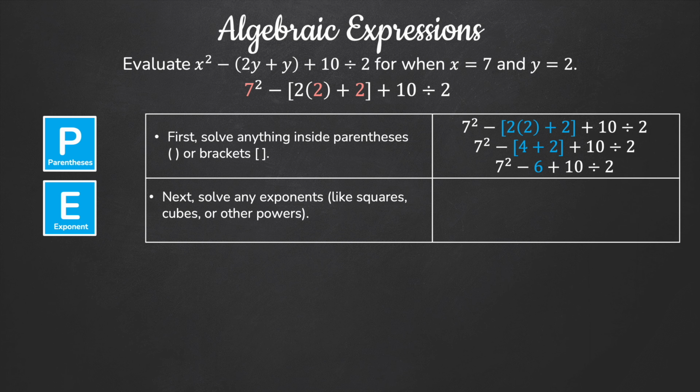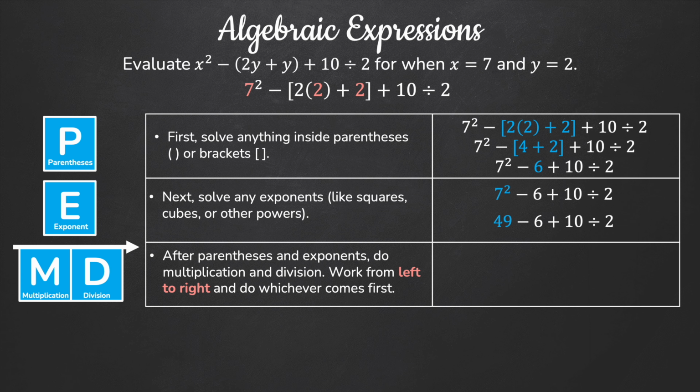Then we're going to look for any exponents. And in this case, we have 7 to the power of 2. And 7 to the power of 2 is equal to 7 times 7, which is equal to 49. Then we're going to look for any multiplication and division. And in this case, we only have division, but if we had both, we would do whichever one came first from left to right. So in this case, 10 divided by 2 is equal to 5.